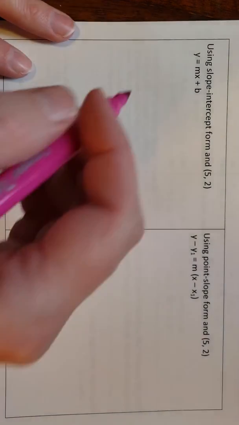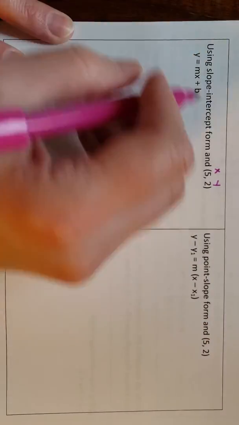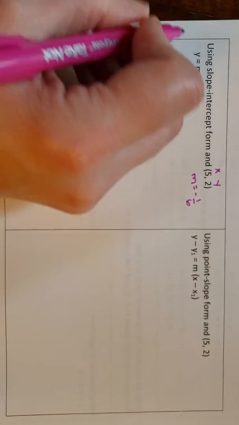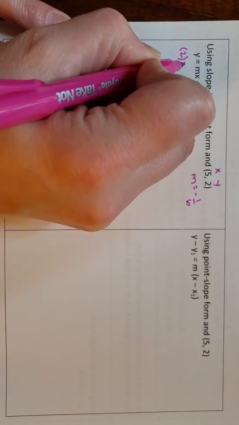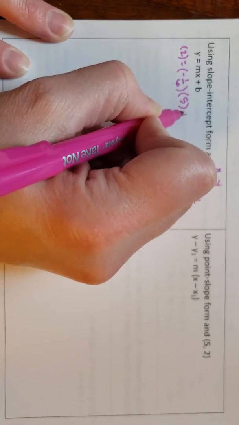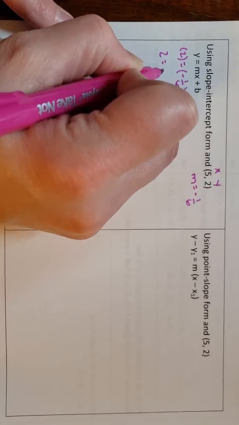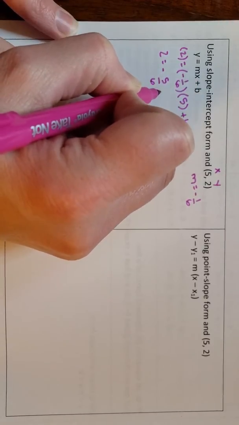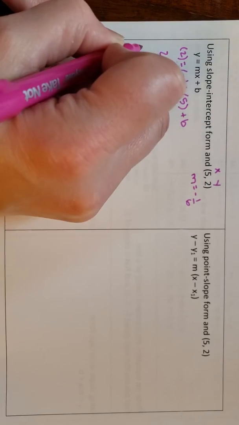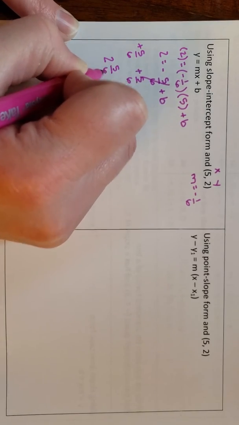Okay, here we go. So this time we're going to use slope-intercept form. So x and y. And we said the slope was negative 1/6. So y is 2 equals negative 1/6 times 5 plus b. Oh, ugly fraction. I can see it already. 2 equals negative 5/6 plus b. Add 5/6, add 5/6. So we get 2 and 5/6 equals b.